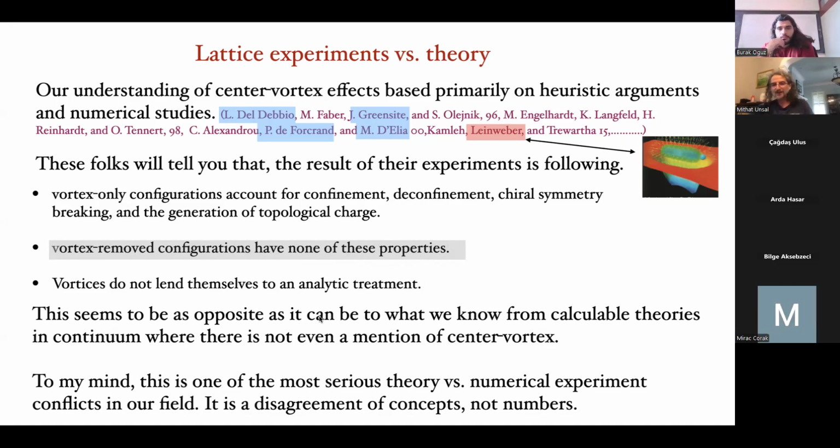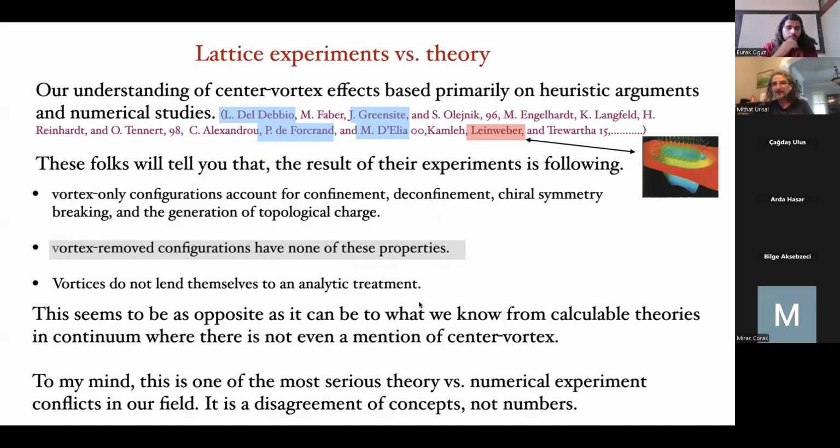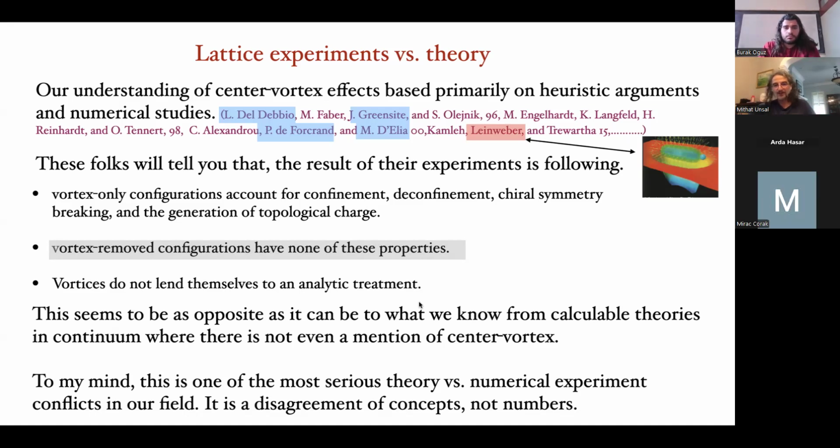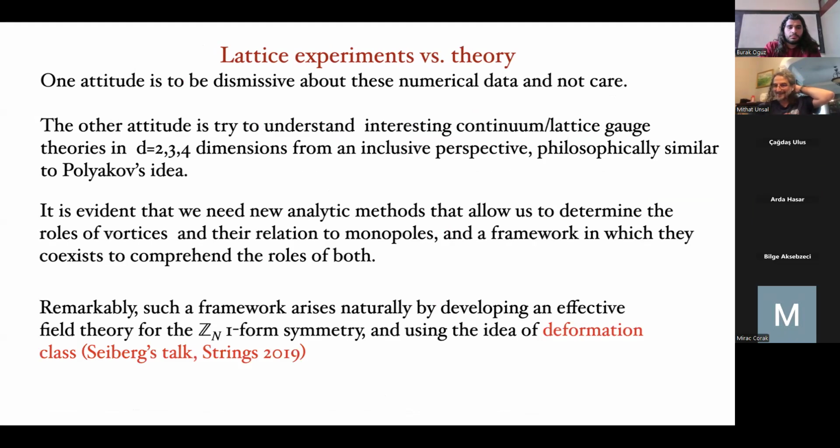Now, however, this seems to be opposite to what we know from calculable continuum theories. When I was talking about the Polyakov model, Seiberg-Witten theory, or QCD adjoint on R3 cross S1, there isn't even a mention of the word center vortex. And to my mind, this is an important puzzle, a conflict between a numerical experiment and theoretical idea, and it's something that needs to be understood more precisely.